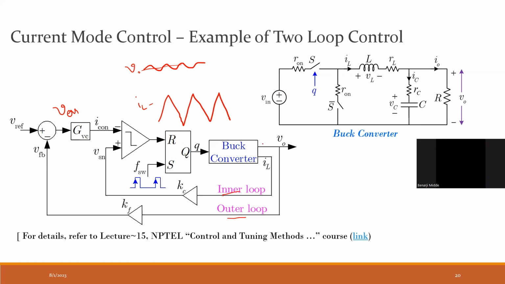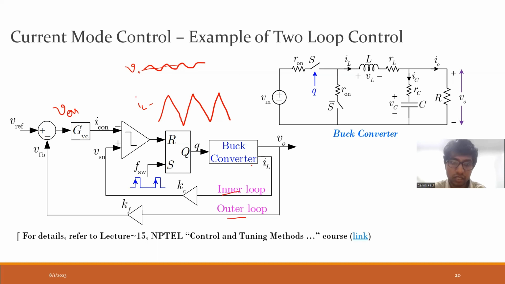Sir, in the sense of bandwidth, how is the bandwidth for IL high? The bandwidth of IL is high because we design the outer loop slower, much slower than the switching frequency. So that way the outer loop is slow, but the inner loop is fast because it has all this ripple information.